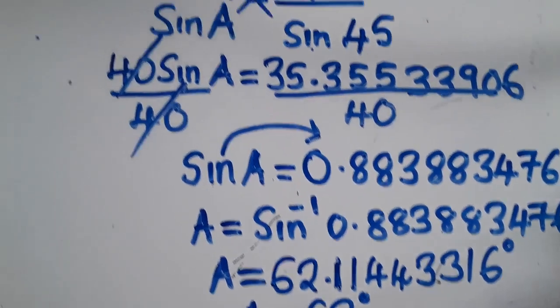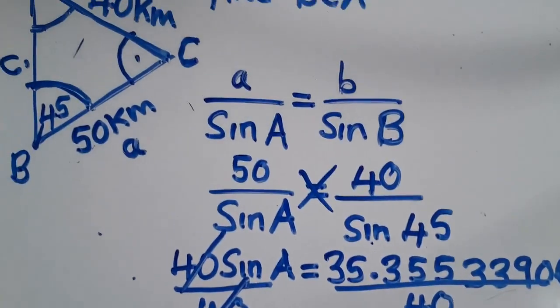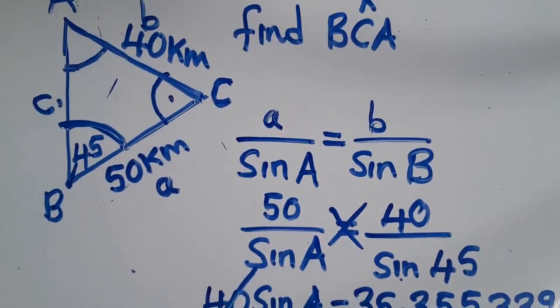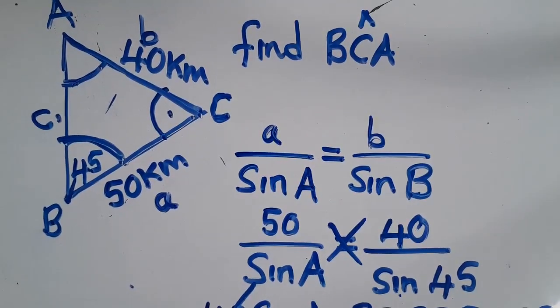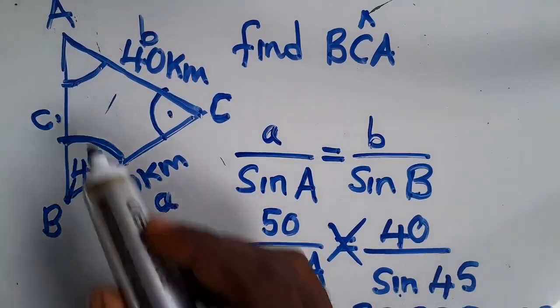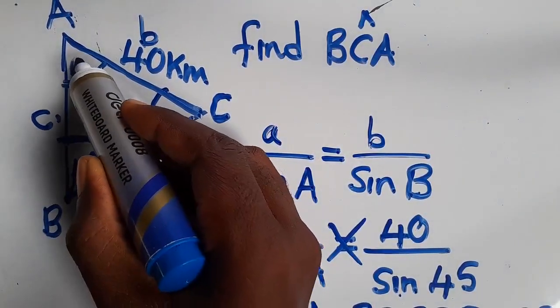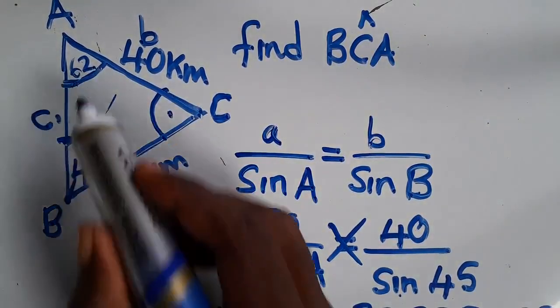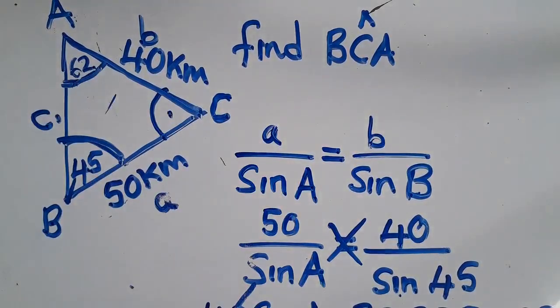After you do this, you know angle A. Where is A? You go back to the diagram. Where is A? Our A is 62 there. You put 62. That's A there, 62. So we found that the answer is 62. You put your 62 there.